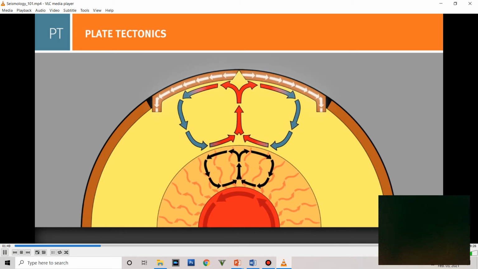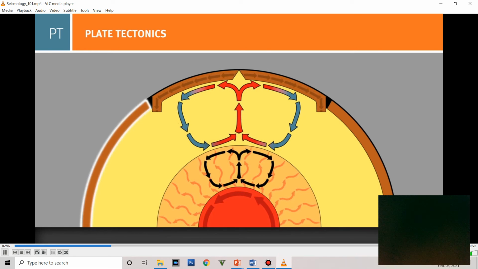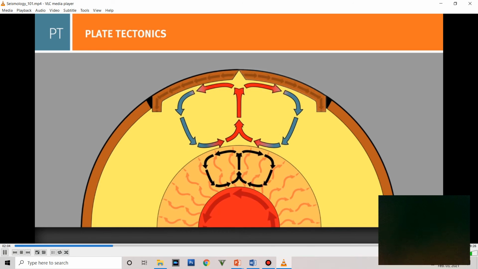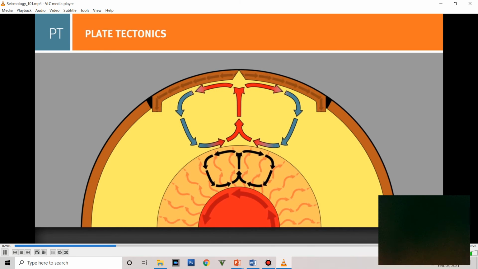A rigid, cooled outer layer of the Earth, consisting of the crust on top of a thicker layer of stiff, cooler mantle, forms what we call the lithosphere. The convection currents exert push and pull forces that break the lithosphere into mobile sections we refer to as tectonic plates. Earthquakes rupture the active boundaries of these plates as they grind past, under, and away from each other.